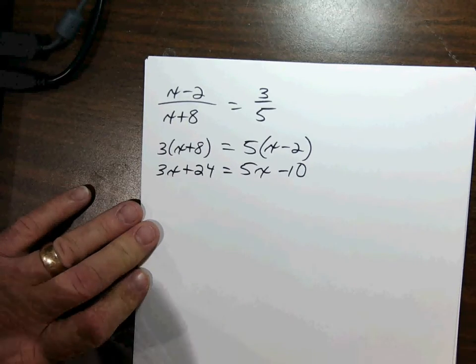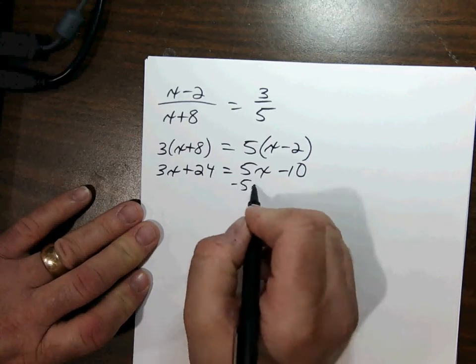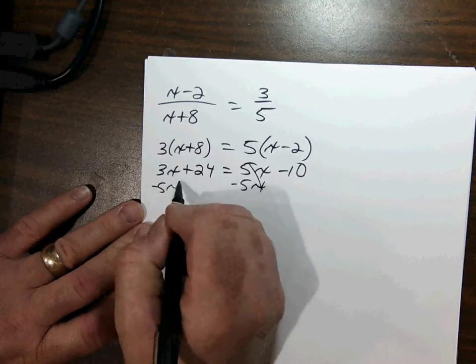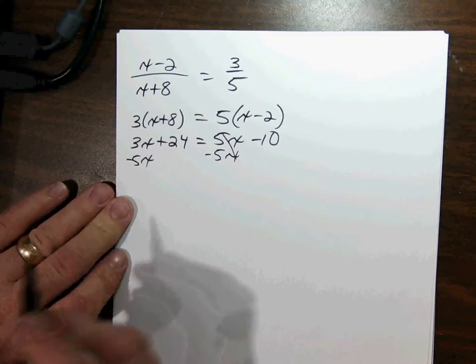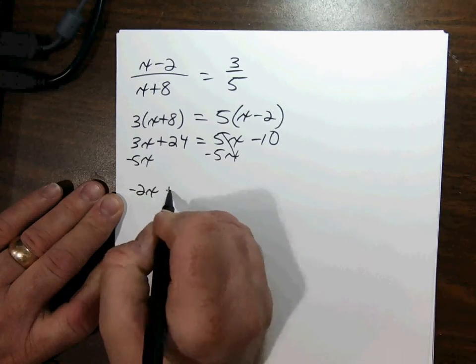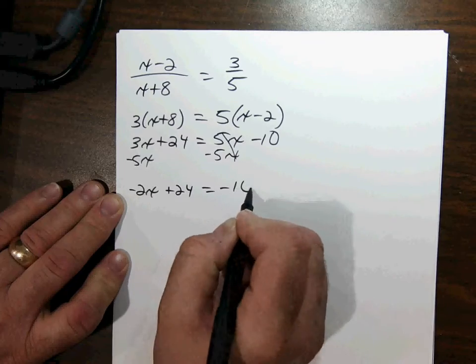Put your x's on one side, your constants on the other. Makes no difference. Generally speaking, I'll put the x's on the left unless there's an obvious reason not to do that. So I'm going to have negative 2x plus 24 equals negative 10.